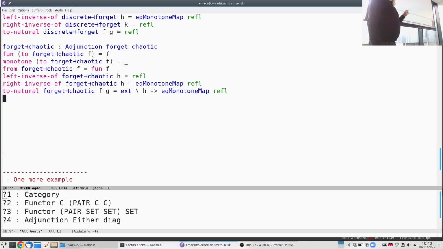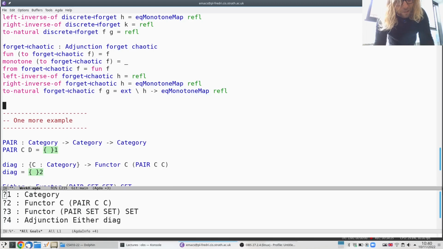We didn't just come up with that out of nowhere. We said, okay, we started with a forgetful thing. It went from pre-orders to sets, and we thought, okay, is there a way to go the other way that plays nicely somehow? So in some sense, the really simple and humble forget contains the seeds of the chaotic pre-order in it. And so it's often a good way to come up with interesting structures. Is you have something boring going one way and you think, is there a good way to go the other way? Right? And you know that you're onto something good if it actually forms an adjunction, so it plays nicely.